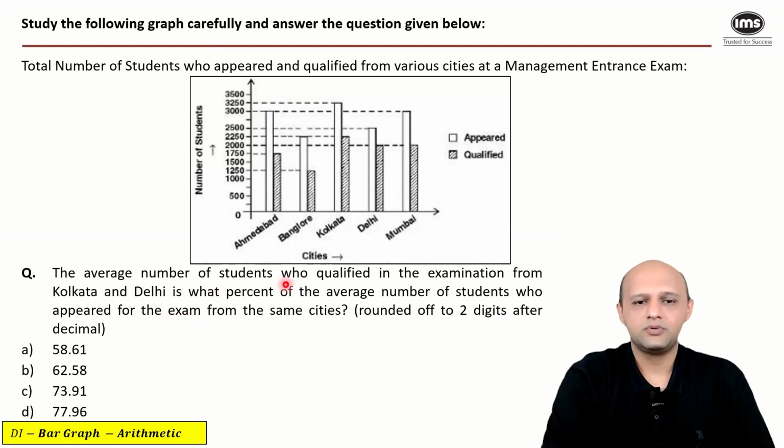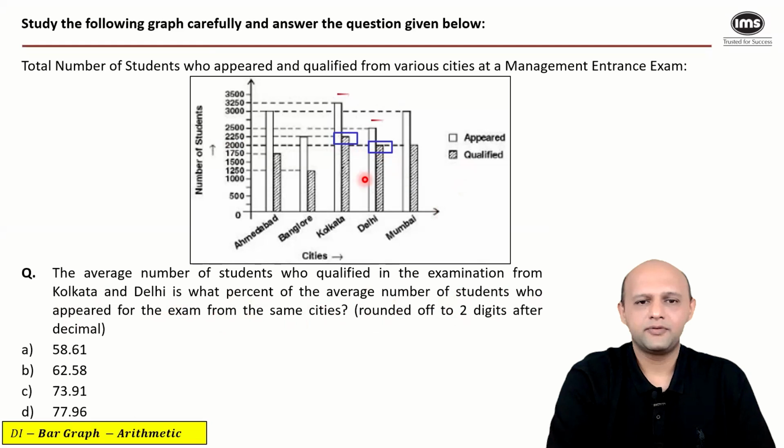The average number of students who qualified in the exam from Kolkata and Delhi is what percent of the average number of students who appeared from the same cities, rounded off to 2 digits after the decimal. Okay. Now, Kolkata and Delhi, how many people have qualified? If you look at it, 2250 and 2000, which is 4250. These are the people who are qualified.